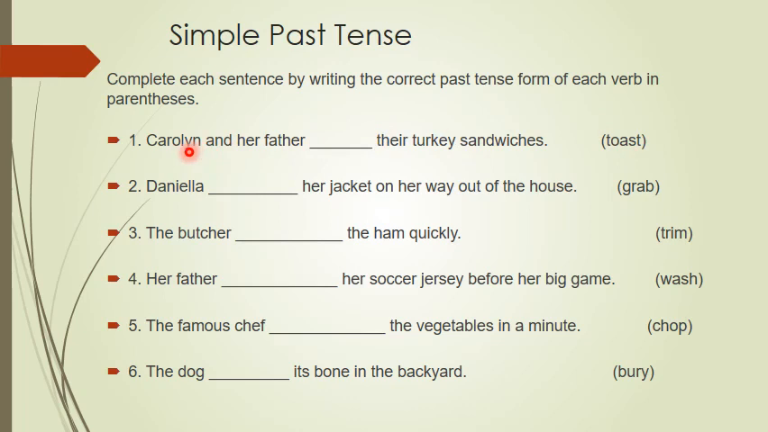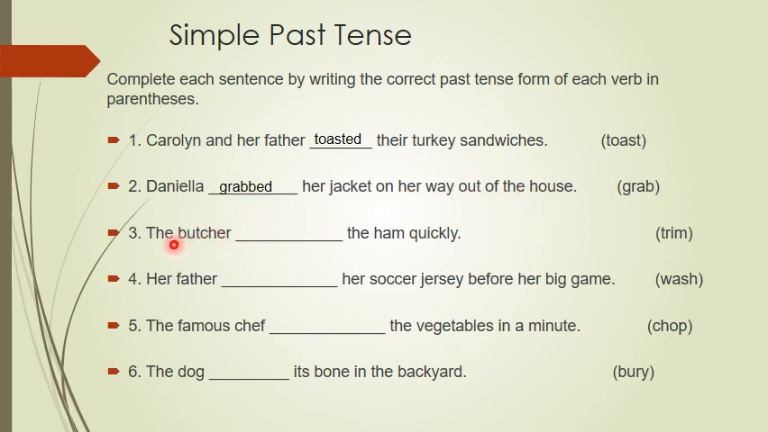Sentence number 1 is Caroline and her father toast their turkey sandwiches. Now the verb is given here, toast, and we are going to change it into past tense. The sentence will be Caroline and her father toasted their turkey sandwiches. Sentence number 2, Daniela grab her jacket on her way out of the house. Now a verb is given here, grab, and the second form of grab is grabbed. Daniela grabbed her jacket on her way out of the house.